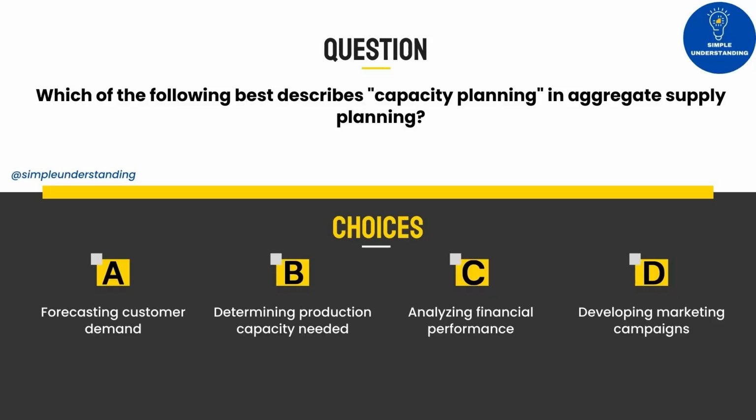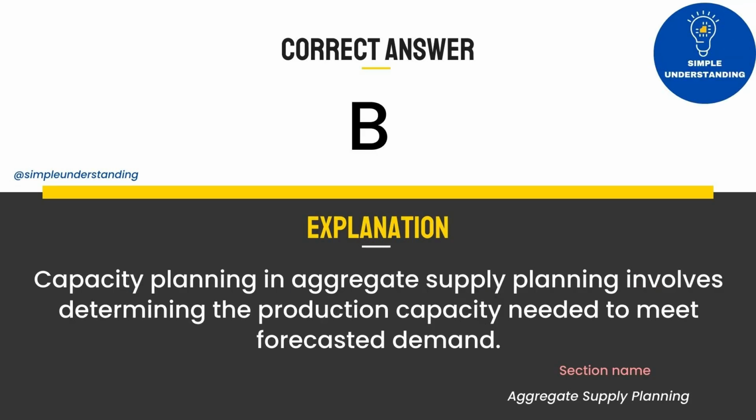respond effectively. 4. Which of the following best describes capacity planning in aggregate supply planning? A. Forecasting customer demand. B. Determining production capacity needed. C. Analyzing financial performance. D. Developing marketing campaigns. Correct answer: B. Explanation: Capacity planning in aggregate supply planning involves determining the production capacity needed to meet forecasted demand.